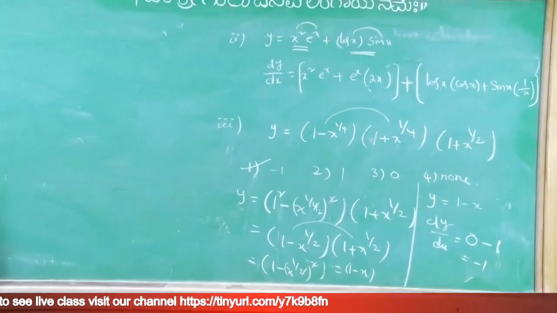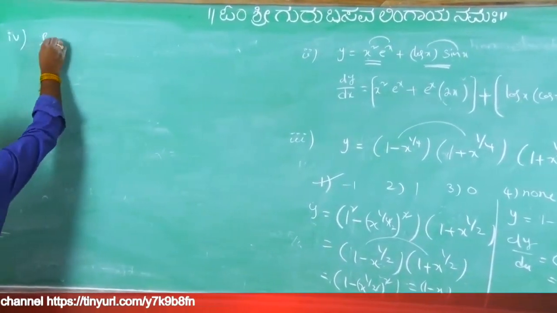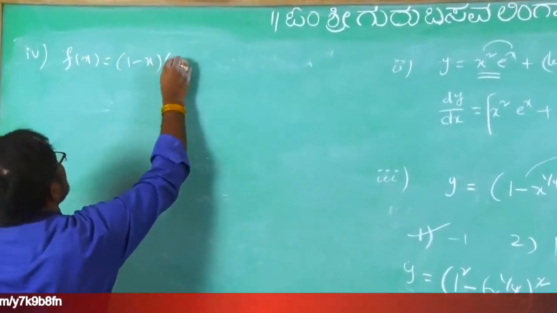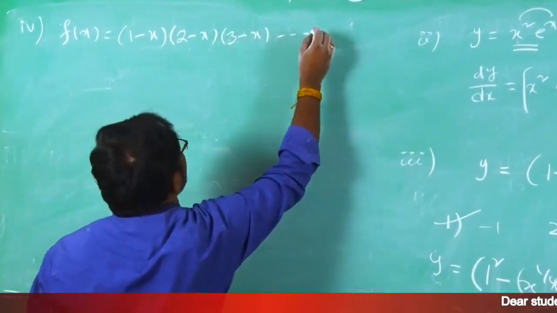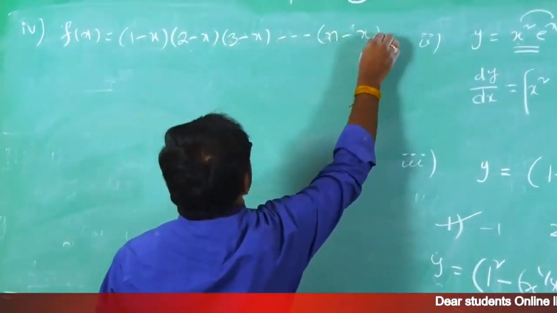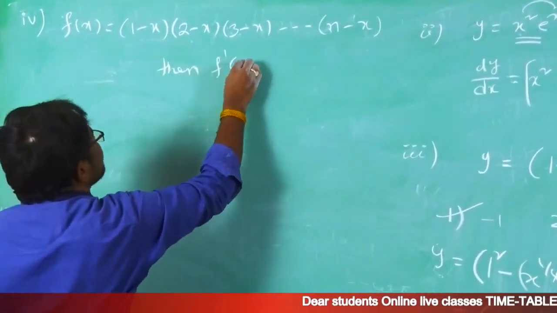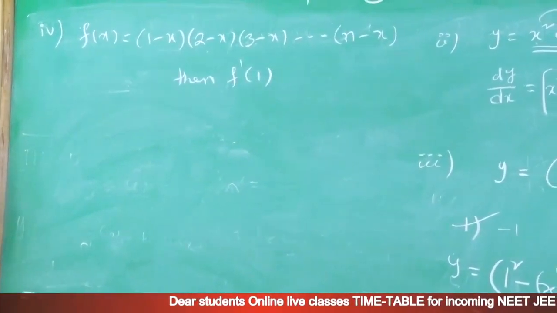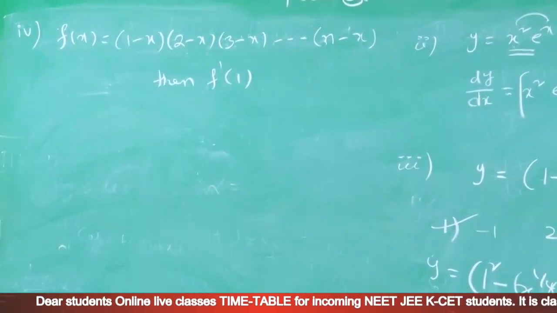And the fourth one, suppose they have given like this. f of x equal to (1 minus x)(2 minus x)(3 minus x) etc. up to (n minus x). Then they are asking for f dash of 1. So how to do this? Different options are given here, four options. So how to do this one?